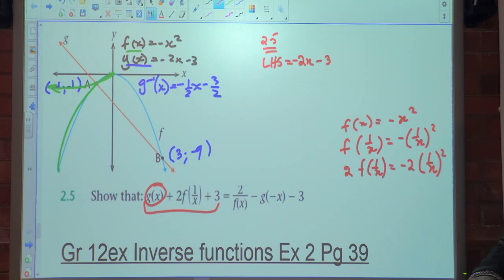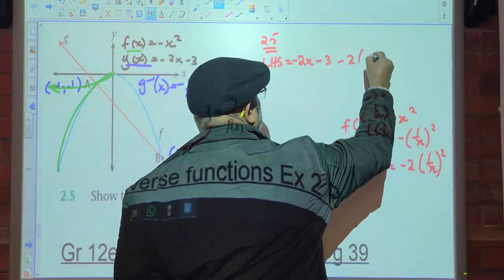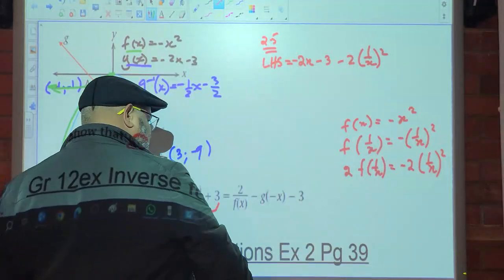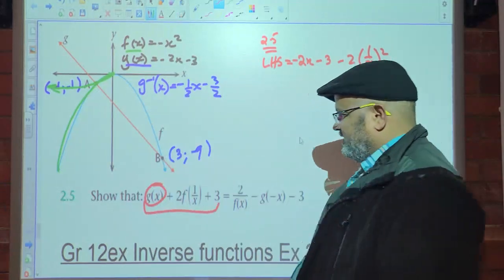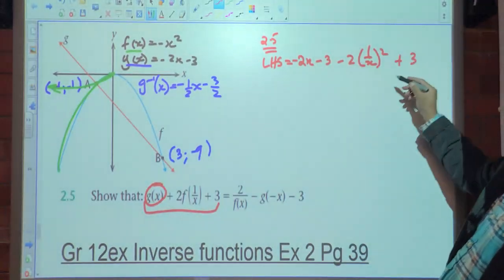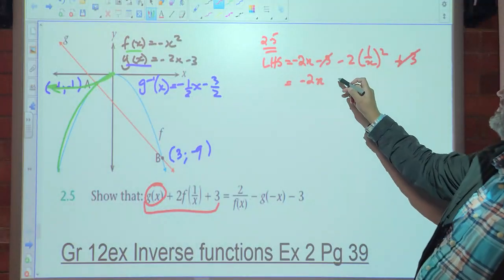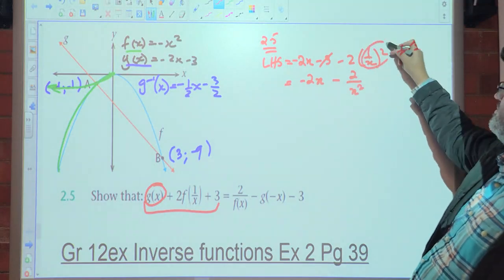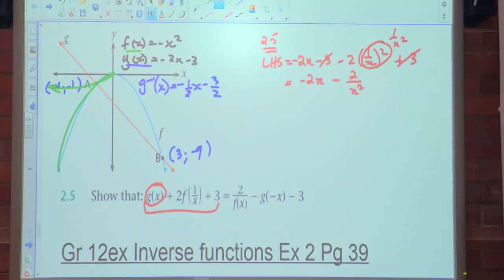So let's put that in. It will be minus 2 into 1 over x squared. I'm sure you guys can do this in your head. I'm just showing myself how to do it. Plus 3. So what do we got now? It's negative 2x. That 3 and that 3 cancel. Minus 2 over x squared, because that is going to be 1 over x squared times negative 2. Negative 2 over x squared.